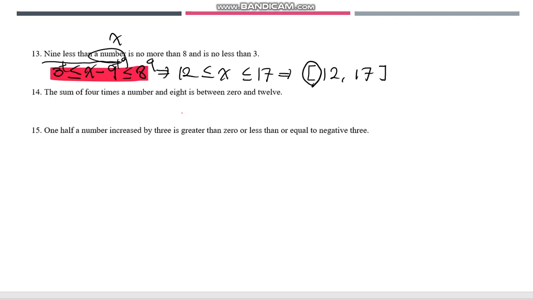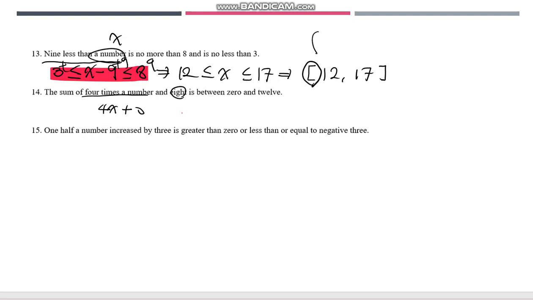Bracket means closed, parenthesis means open. Open means it doesn't include 12. Bracket means it does include 12. The sum of 4 times a number and 8. Now the sum of a and b, right? The sum of a and b, 4 times a number, 4x, and then 8.